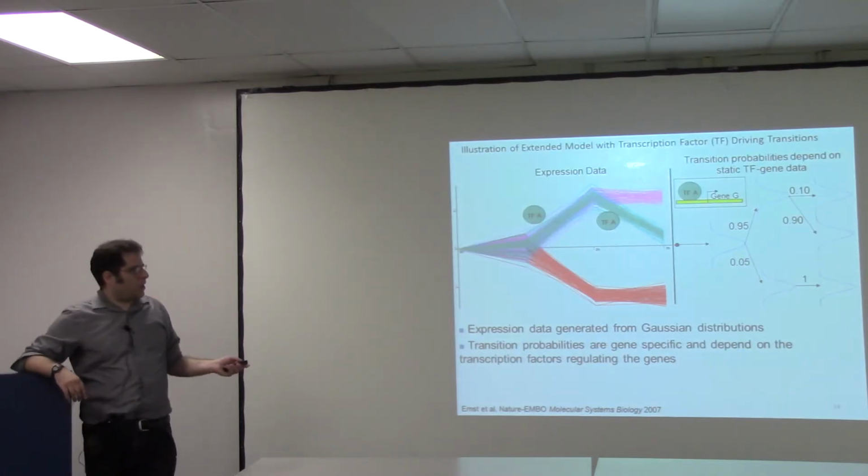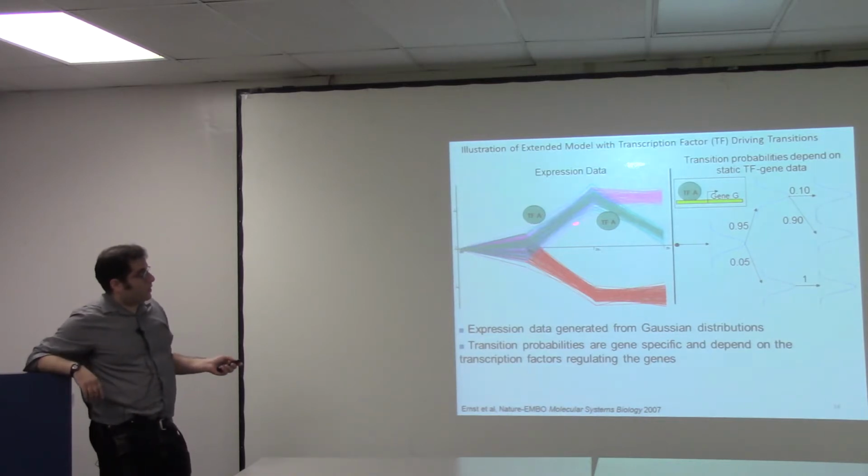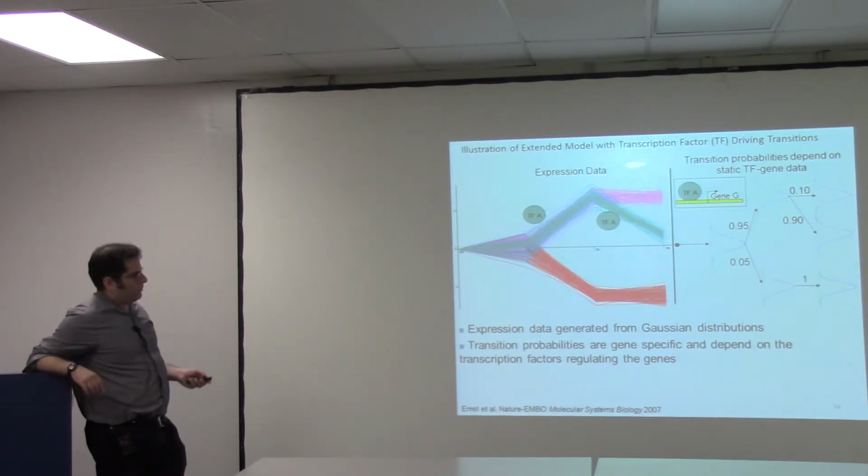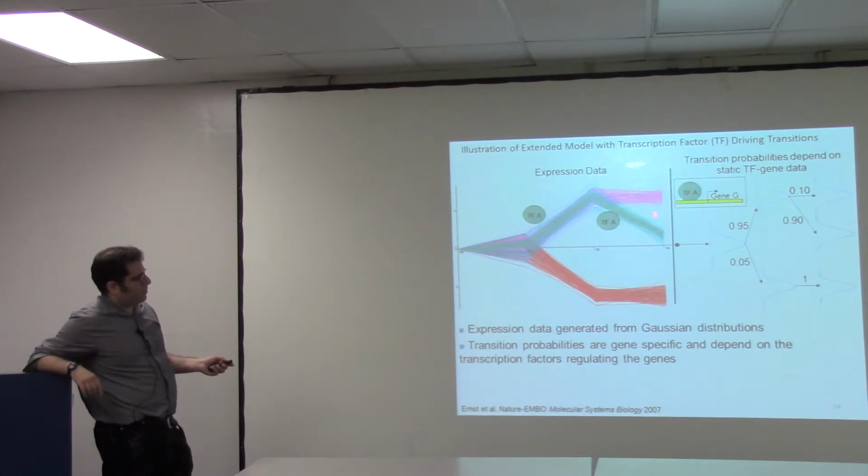Say we recognize that most genes regulated by this transcription factor A tended to be on this path. Then if we saw a gene that we knew was regulated by transcription factor A, we would want to assign a higher probability that it would transition to this state versus this state, and then a higher probability to transition to this state, given that additional information that we know this gene is regulated by transcription factor A, and most genes regulated by transcription factor A are along this path.